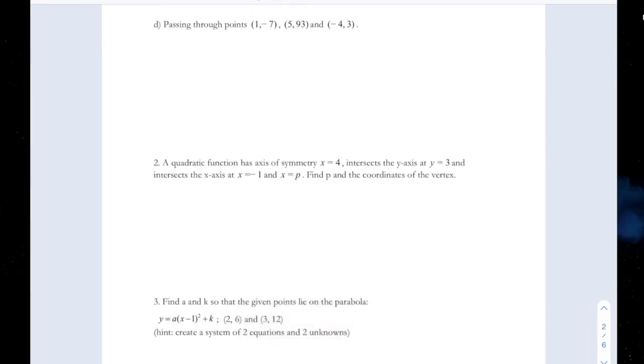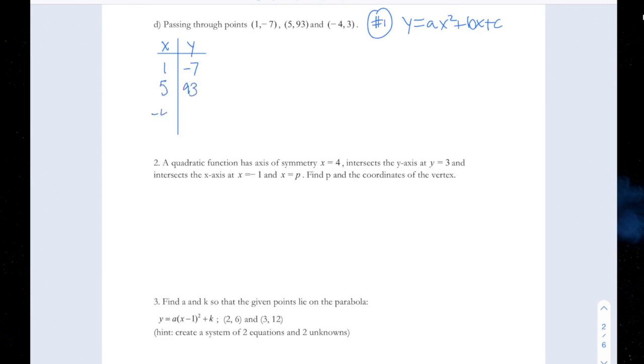So what happens when we're given 3 points and we know our parabola passes through them? In this case, we are going to use form number 1, standard form. And actually, we have seen this before. Basically, this is just giving us a table of values of points that this parabola passes through.